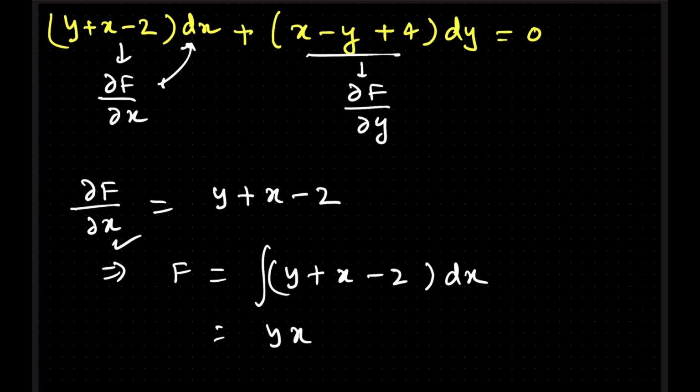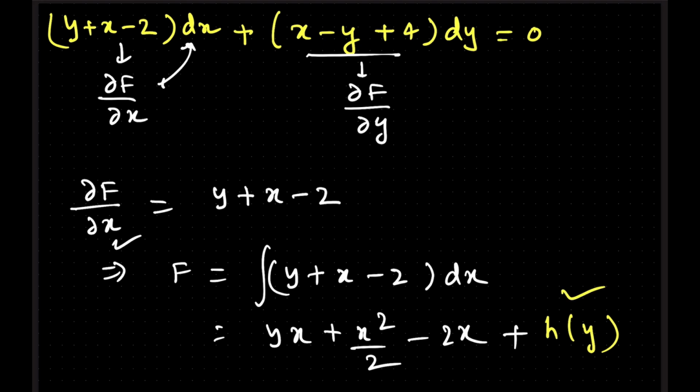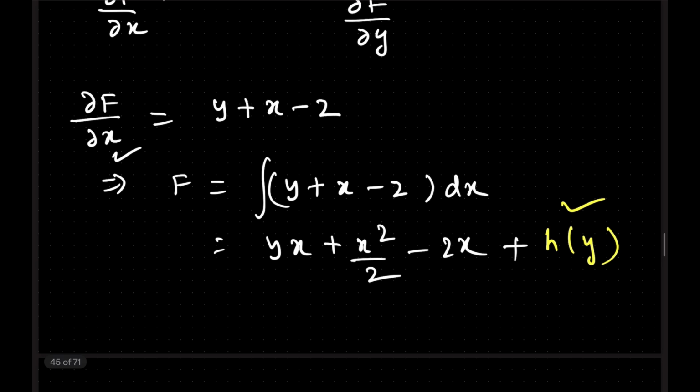So here you will get y into x plus x square by 2 minus 2x plus h of y. Here you have to be careful, one h of y will come because a constant is there. Just remember, y is a constant, so if you differentiate this, you will get this cancelled out. So that's why we have to put a constant, h of y, also.